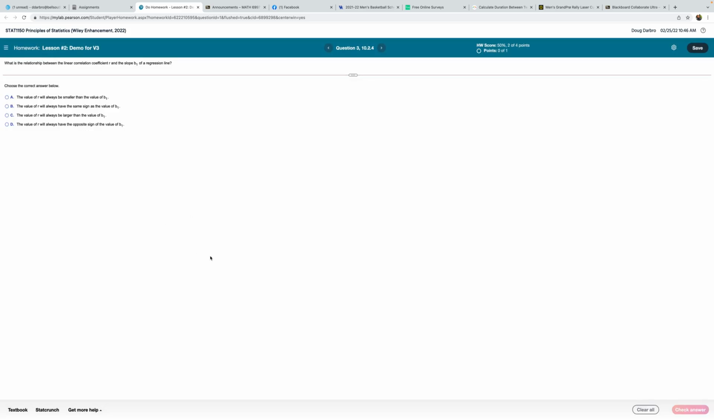Okay, question three. What is the relationship between the linear correlation coefficient and the slope? All right, this is a good question. So if you get a correlation coefficient R, which is like a negative 0.5, what does that tell you? It says we have a negative relationship. Well, what's the relationship with B1? B1 is the slope of the model. So if we have a negative relationship between X and Y, it would be really goofy statistics if we fit a model with a positive slope.